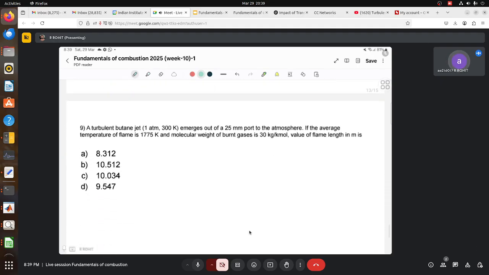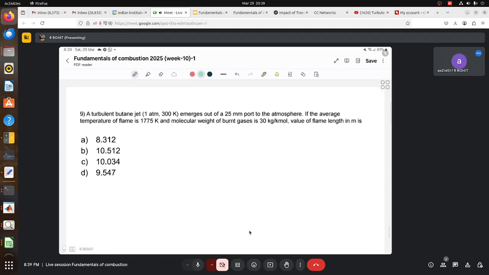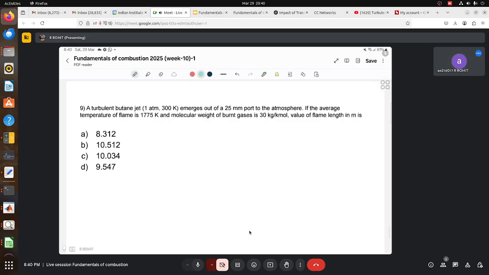Let me move on to the next question. A turbulent butane jet at 1 atmosphere pressure and 300 Kelvin emerges out of a 25 mm port to the atmosphere. If the average temperature of the flame is 1775 Kelvin and the molecular weight of burned gases is 30 kg per kilomole, you need to find the flame height in meters. I'll wait for 1 or 2 minutes to see if we can try.